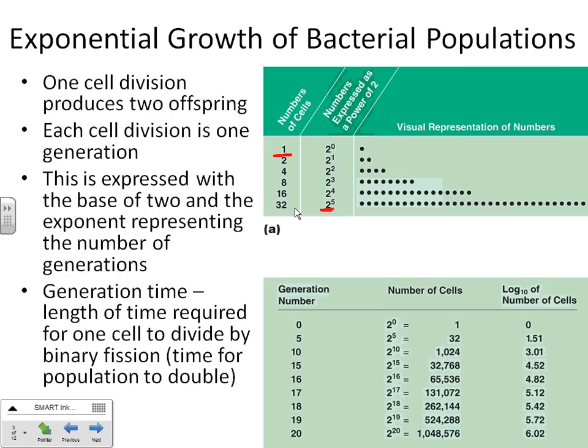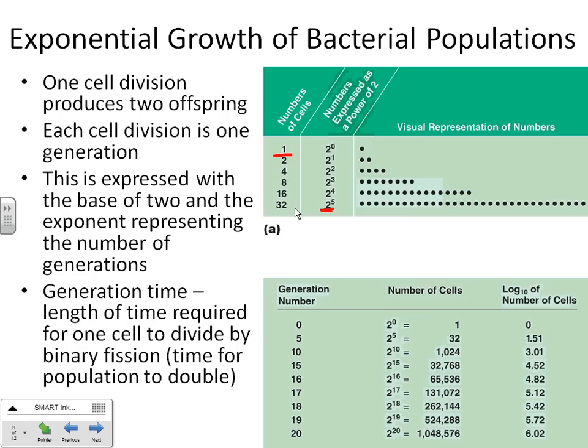2 to the power of 0 is 1. So 2 to the 0 generation tells me I have 1 cell. 2 to the first power, 2 with 1 generation, tells me I have 2 cells. 2 to the second power is 4. Okay, now here's where I lose some of you because your math backgrounds are different. Why is 2 to the third power 8? Why is it not 6? Because 2 to the third power means 2 times 2 times 2. That's what those powers mean.